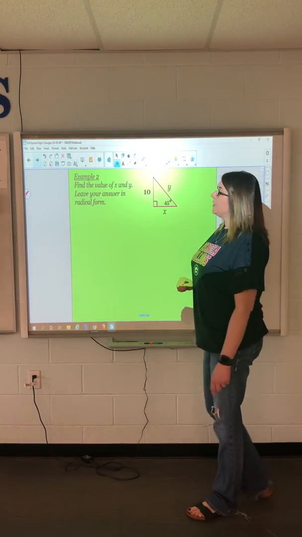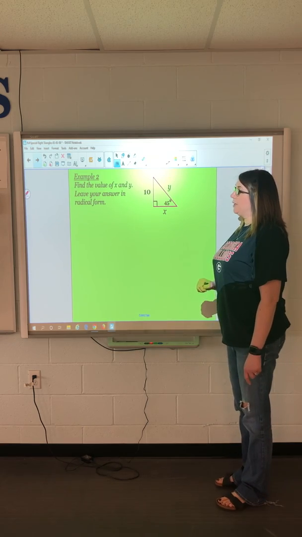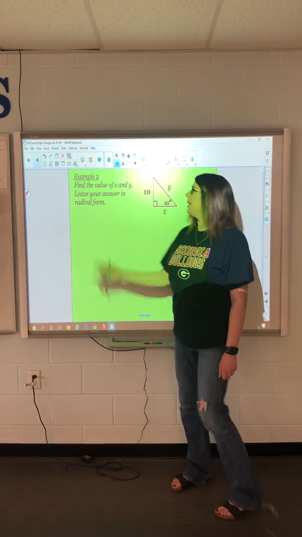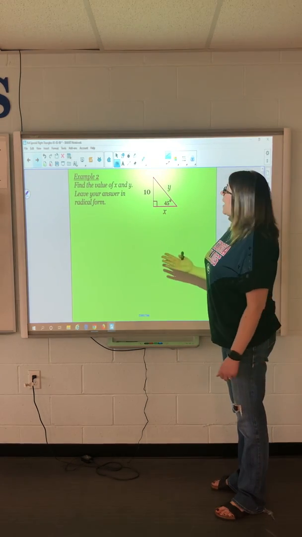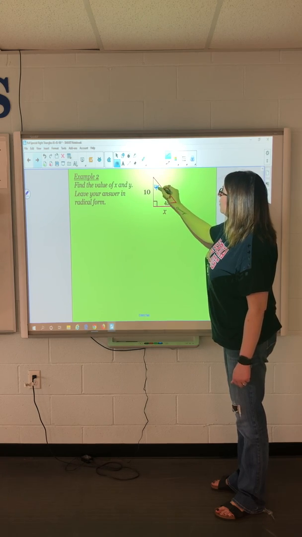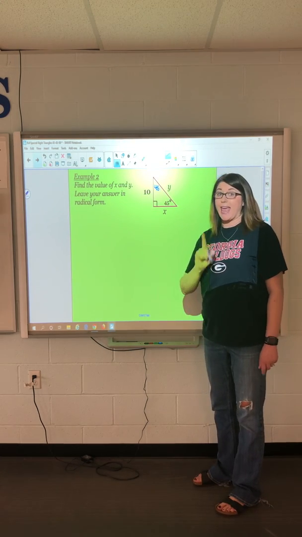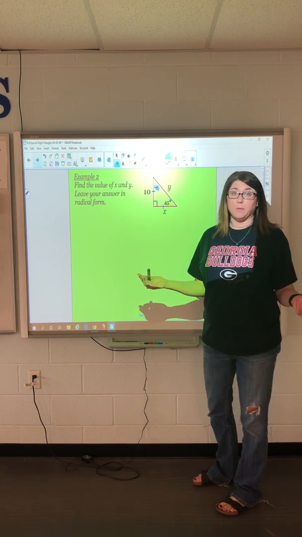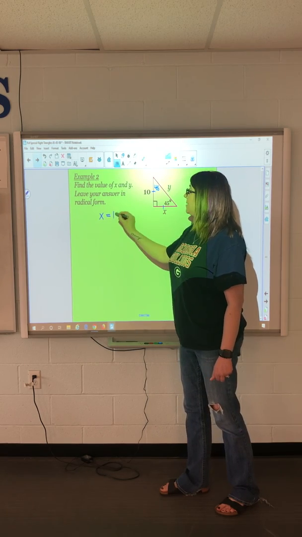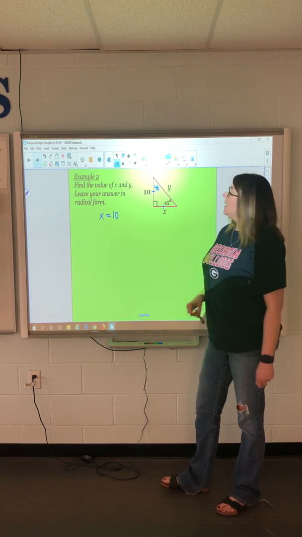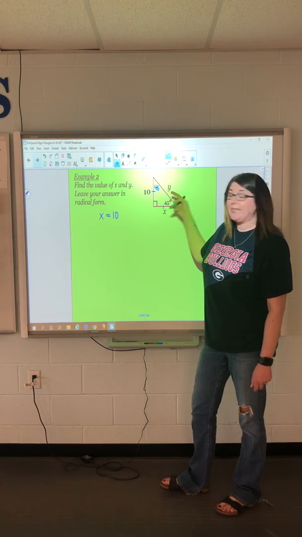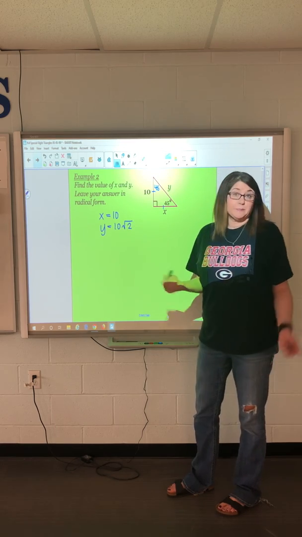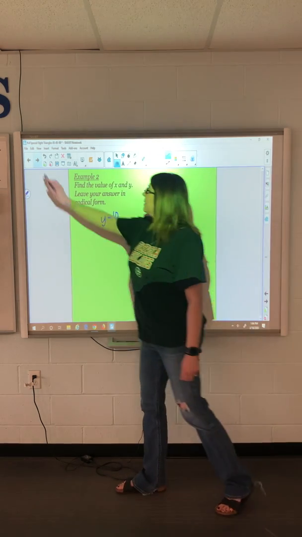All right, example 2 says find the value of x and y and leave your answer in radical form. Just means we don't want decimals, we're not going to use a calculator, we're just going to leave it as a radical. So let's take a look at what we've got. We have a 45, 45, 90 triangle, which means that it's a right triangle and it's isosceles. And if it's isosceles, what does x have to be? You may have guessed it, x has to be 10 because our legs are going to be congruent. Now to get to the hypotenuse, which is labeled y, we're going to take our leg and multiply it times the square root of 2, and that's it. We are done with that problem.